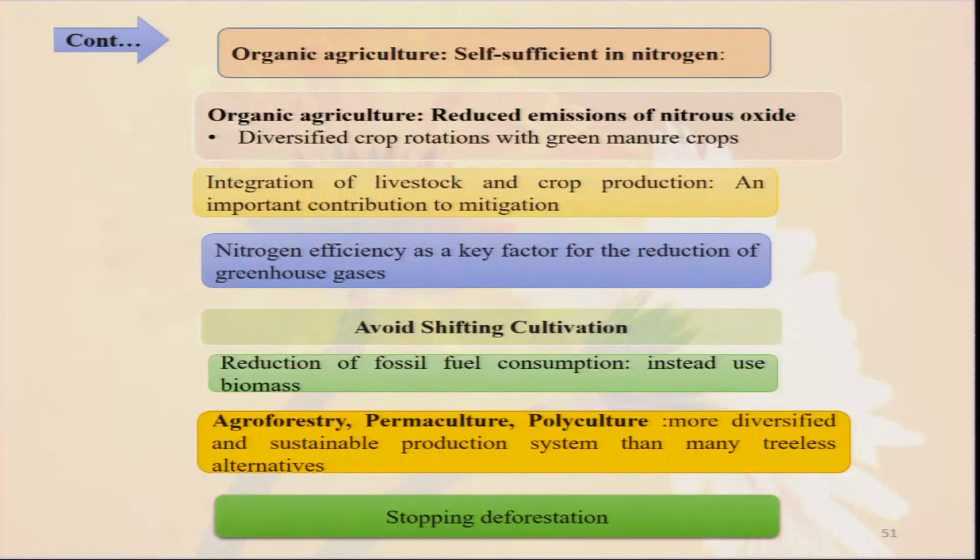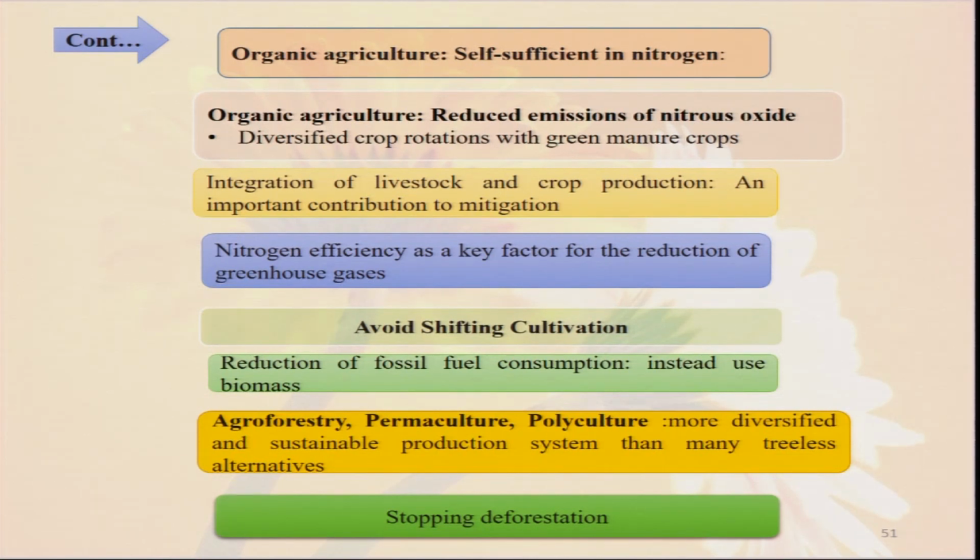Nitrogen efficiency, avoid shifting cultivation. Shifting cultivation we are always avoiding. You should not go for burning. Rather, you should go for some type of settled cultivation, improved jhum cultivation, maybe agroforestry, maybe others. If we can stop the burning and do the certification process in these shifting cultivation areas, there is a tremendous chance for the northeastern area of India to go organic and make an organic hub of the country. Organic farming also reduces fossil fuel consumption.